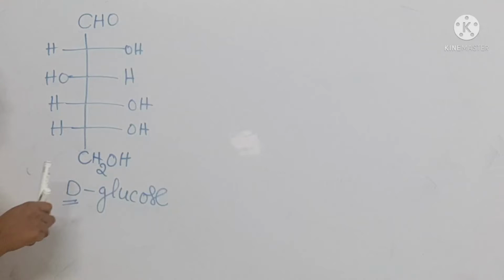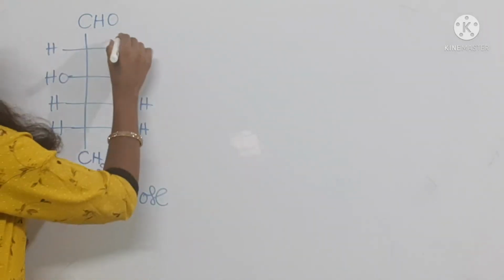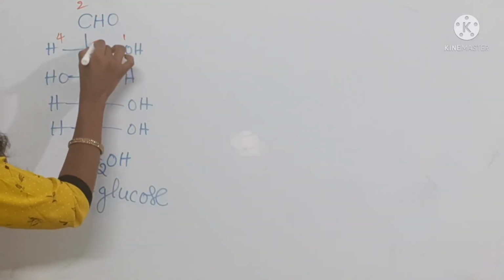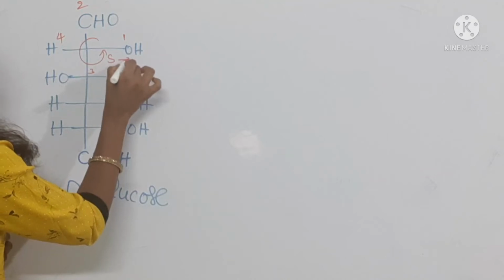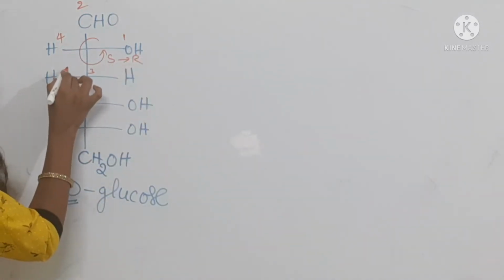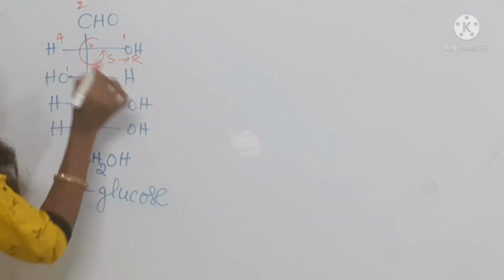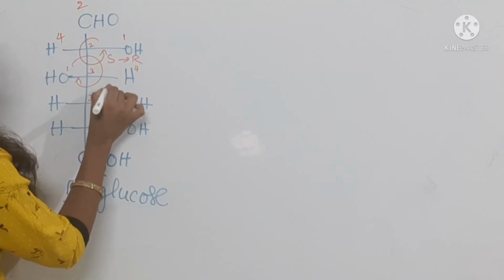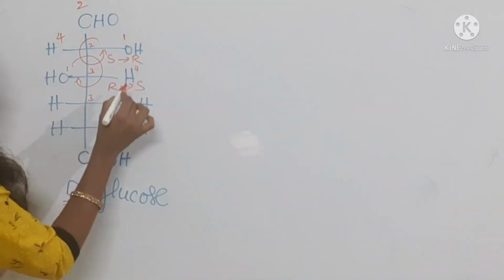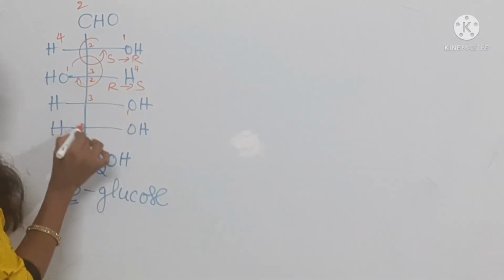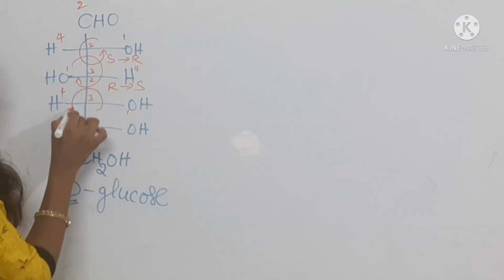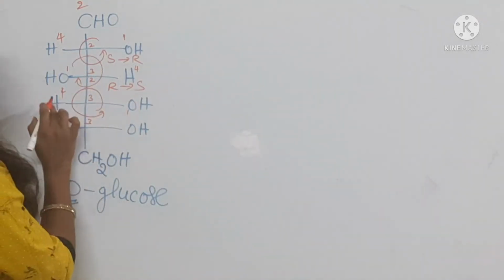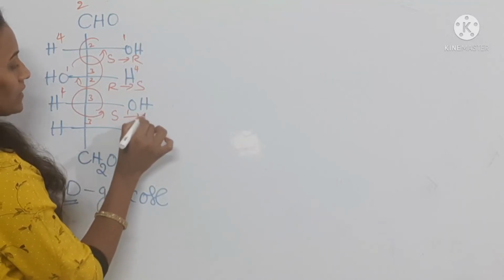Now going to assign priority for all these groups. 1, 2, 3, 4, students. This is in anti-clockwise direction. That means S becomes R here. Coming to this one, 1, this gets 2, this is 3 and this one is 4. So this is clockwise, but R becomes S here. Next one, 1, 2, 3, 4. This is also anti-clockwise direction. That means S becomes R.